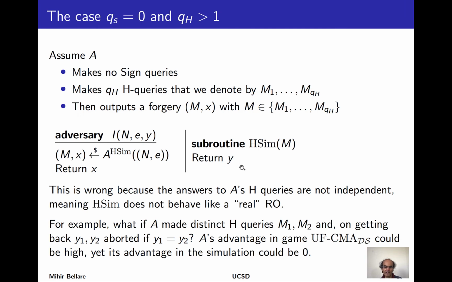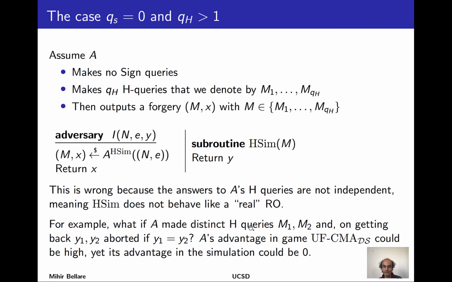Well, that will cause A to get extremely suspicious, because in the real execution in its UF-CMA game, H is a random oracle, and it's getting back random points to each query, and they're very unlikely to be the same. Put more formally, the answers to H queries need to be independently and uniformly distributed over Zn star. And that is not happening here. This is uniformly distributed due to that being true for y, but the queries are not replied to with independent values. And you could even construct a counterexample.